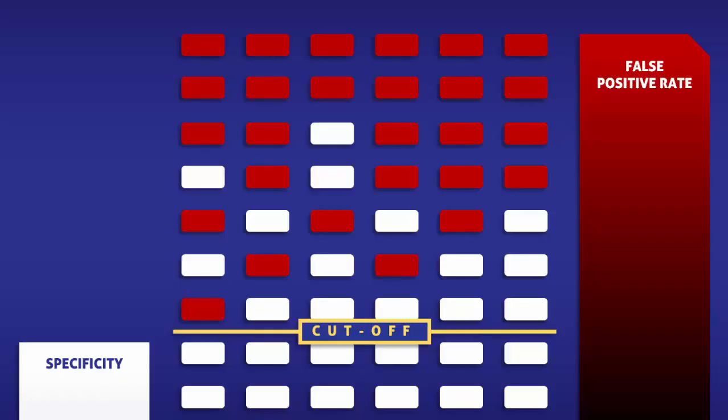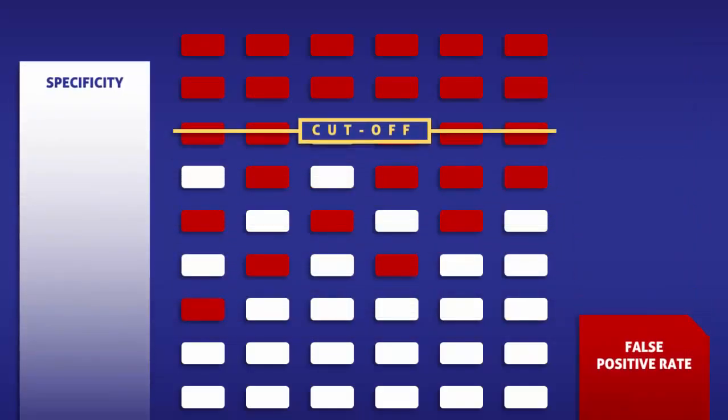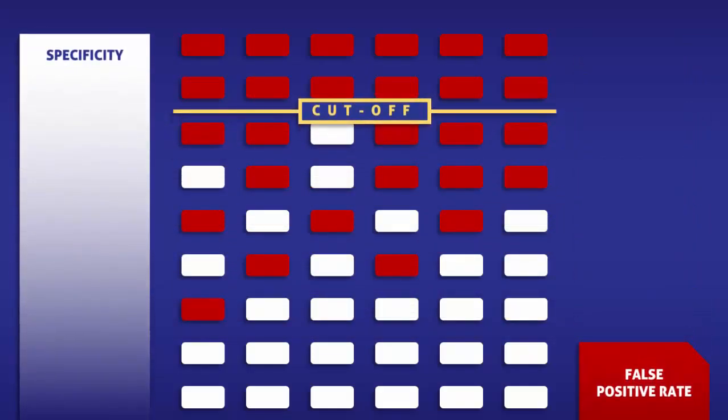As the threshold for a positive test is moved further away from the norm, the number of false positives decreases. This makes the specificity of the test very high. However, now there are red boxes below the line, representing false negatives. That is the trade-off that occurs when increasing specificity by moving the cutoff point of the test away from the normal range.